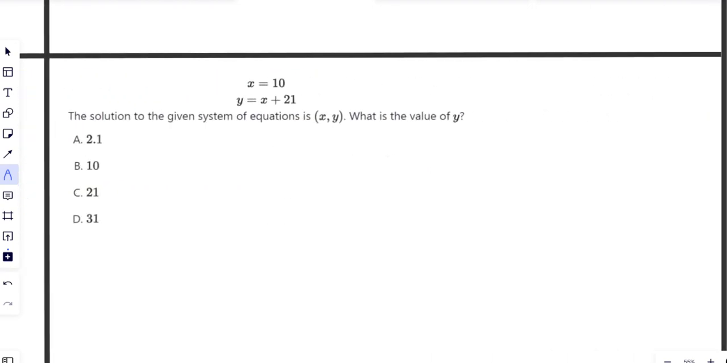Next question. The solution to this given system of equations is x comma y. What is the value of y? Well, we know the value of x for sure. It has to be x equals 10. So if we plug that into the second equation, we just get y equals 10 plus 21, which is 31. It's very quick and easy. We get D.